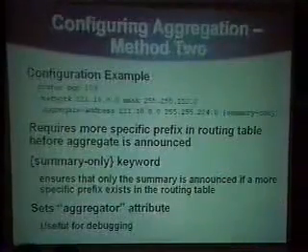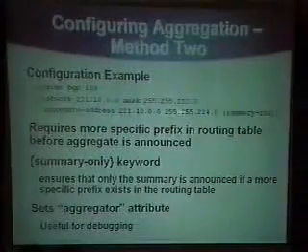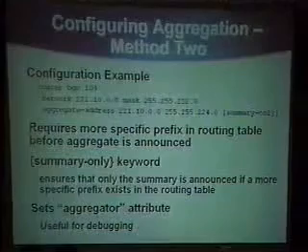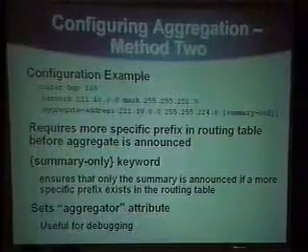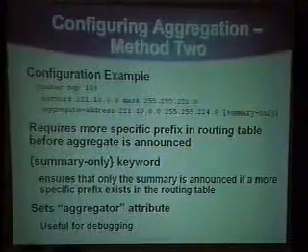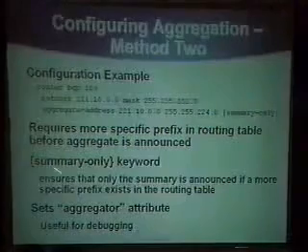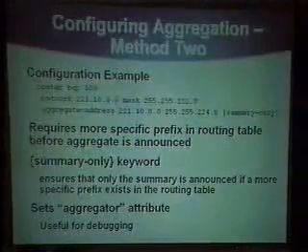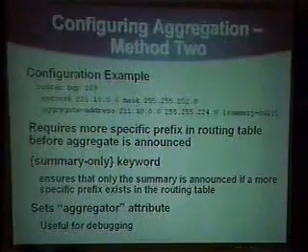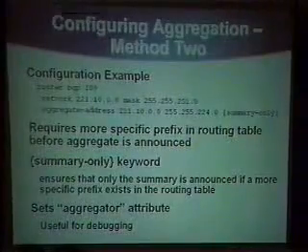Or you can do it this way. There's even a command, aggregate address. Okay? Again, IOS specific, but there's an aggregate address command that generates your aggregate for you. It sets the aggregator attribute. It's all you really need. If you want to use the summary only thing, I've never used this. It will strip out all the specifics from the announcement. Okay?